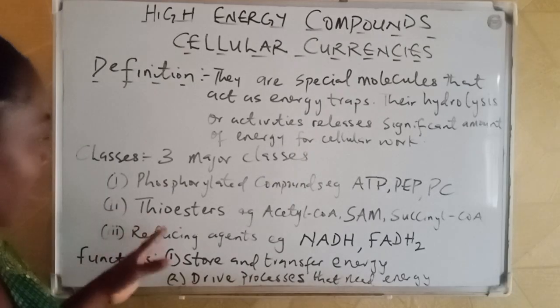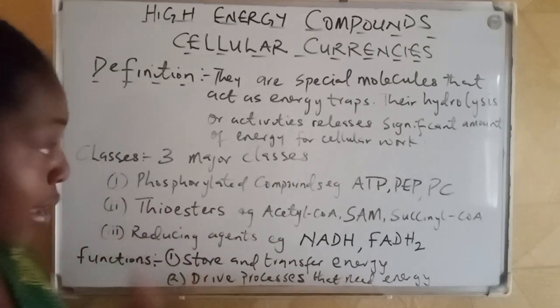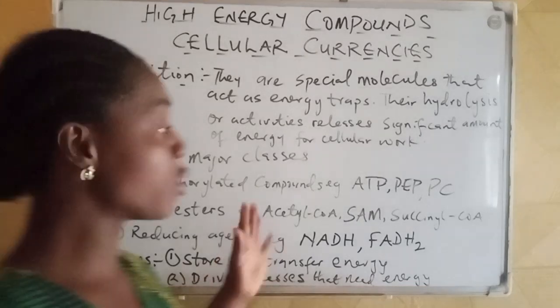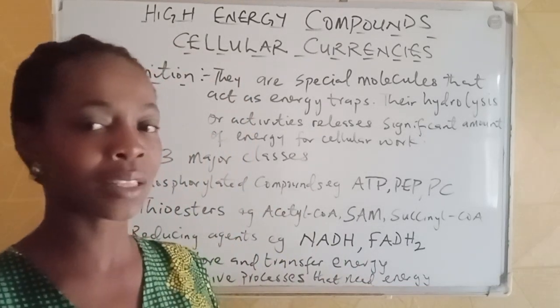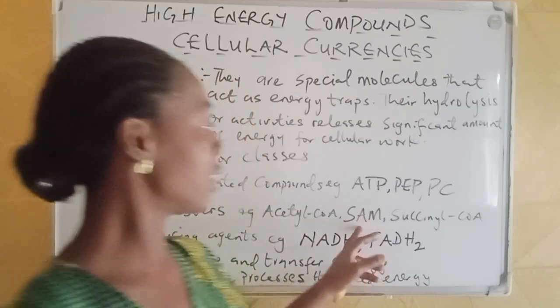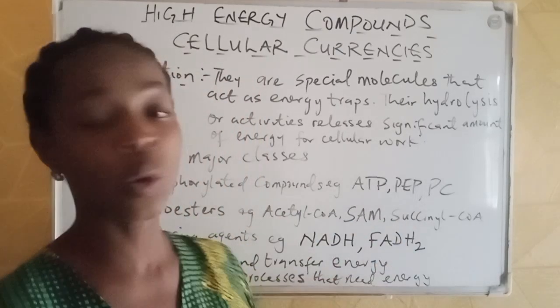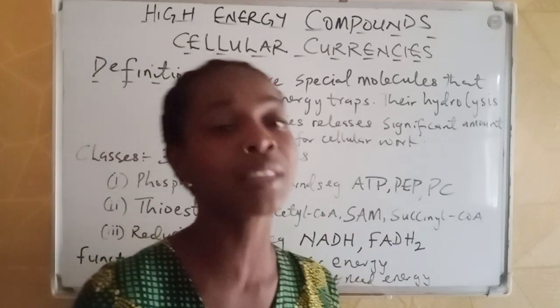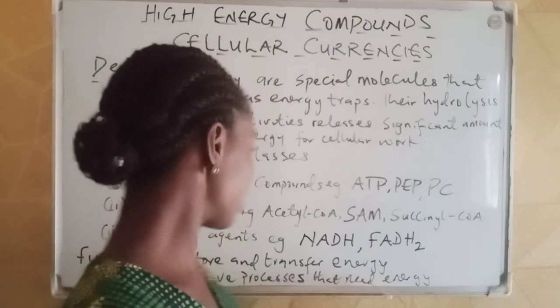The next major class will be thioesters. Why are they called thioesters? They are esters, but in the place of the oxygen atom, which we find in esters, these ones contain a sulfur atom. Examples would be acetyl-CoA, S-adenosylmethionine, and succinyl-CoA. These two, as we know, play major functions in fatty acid metabolism and the tricarboxylic acid cycle.